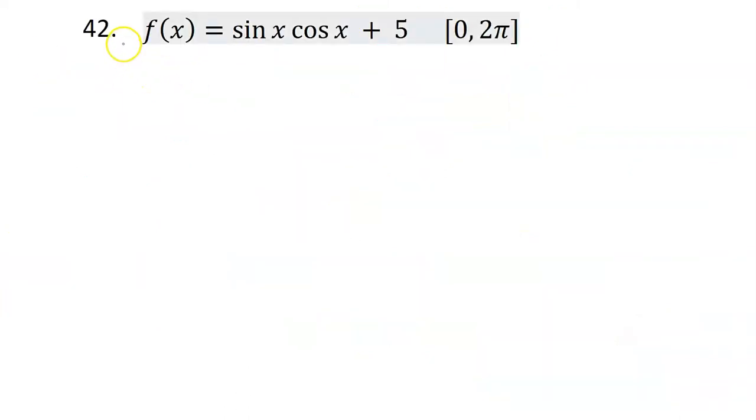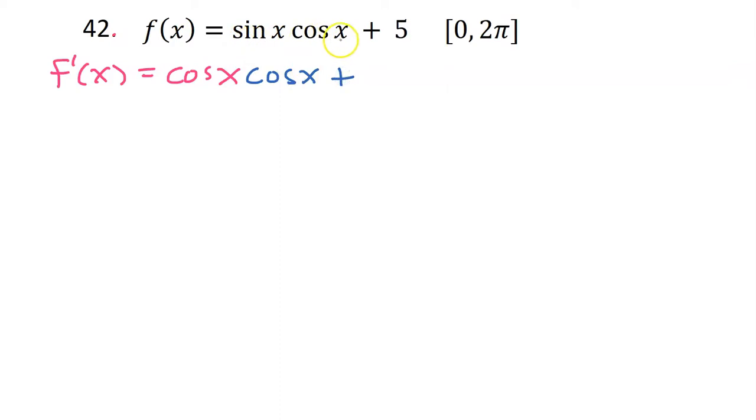Aw shucks, we got trig functions, y'all. This is probably going to be next level. So here we go. Let's do the product rule. We will take the derivative of the first factor. The derivative of sine is cosine. We leave the second factor the way it is, cosine. And we put a plus and start over.